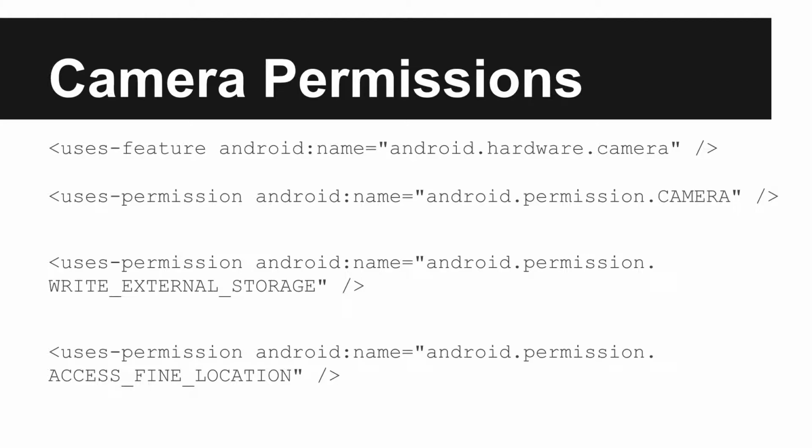WRITE_EXTERNAL_STORAGE allows the application to write the image that the camera captures to your external storage. And finally, ACCESS_FINE_LOCATION allows Android to embed EXIF data into your photos. The EXIF data contains GPS location as well as time. And so we need to get fine location data in order to do this.